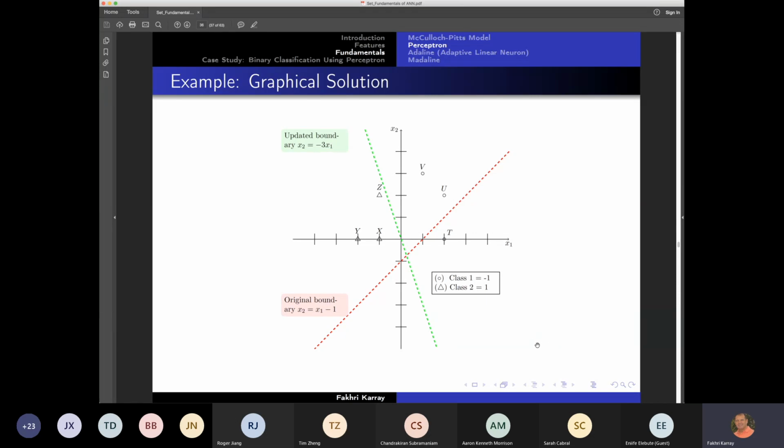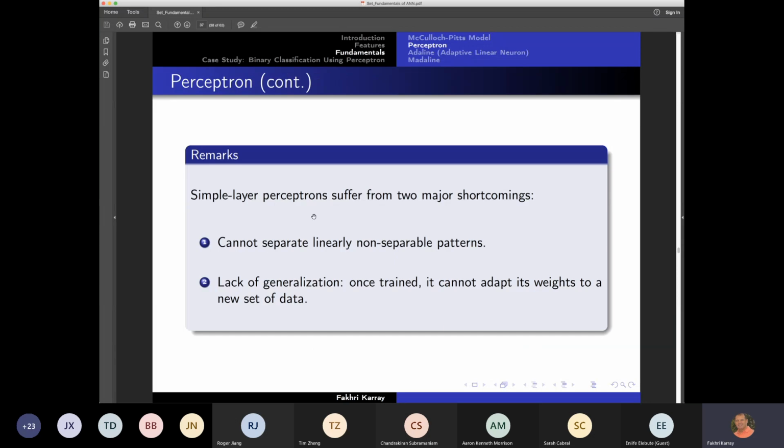So I would like you to remember this system, and certain remarks here. This single layer perceptron suffers from two major shortcomings. Although it gives us a good boundary, it is not able to separate linearly non-separable patterns. It means patterns that cannot be separated by a linear boundary. Linearly non-separable patterns or nonlinearly separable patterns are equivalent in the context of this particular system. So with a linear or hyperlinear system, the patterns cannot be separated. They can only be separated with a nonlinear boundary, as we are going to see later on.